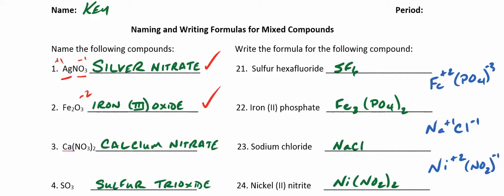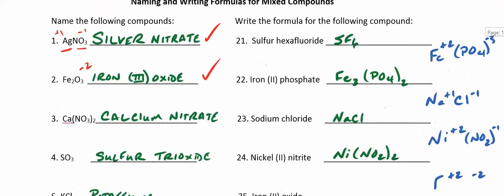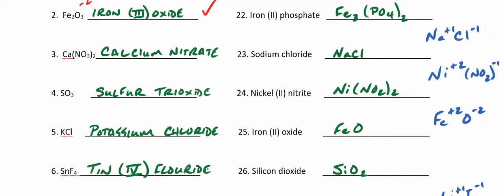Let's look at the third one. For the third one, we have calcium and we have nitrate, Ca(NO3)2. So calcium has a charge of +2, nitrate has a charge of -1. That's why there's a 2 right there. But when we name it, we simply call it calcium nitrate for number 3.